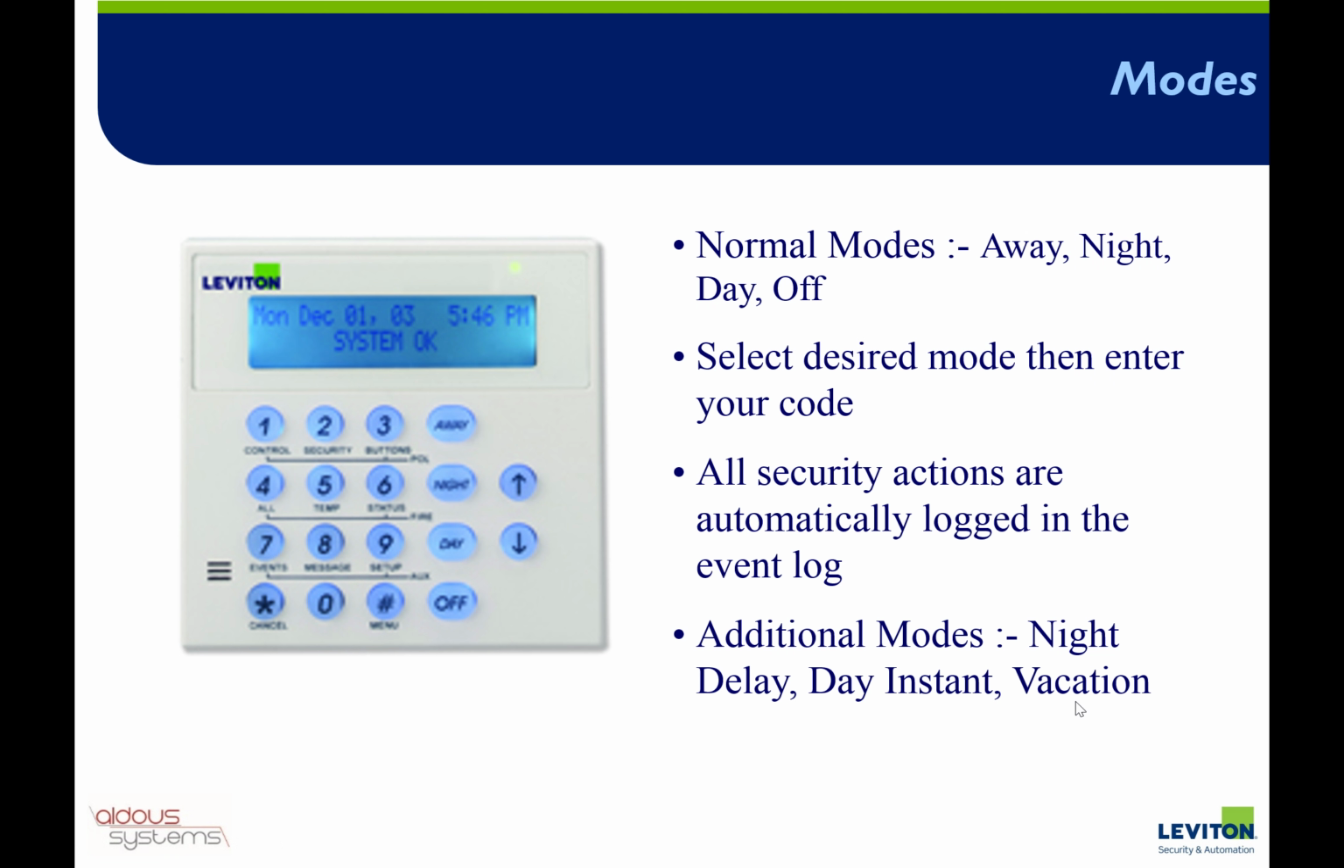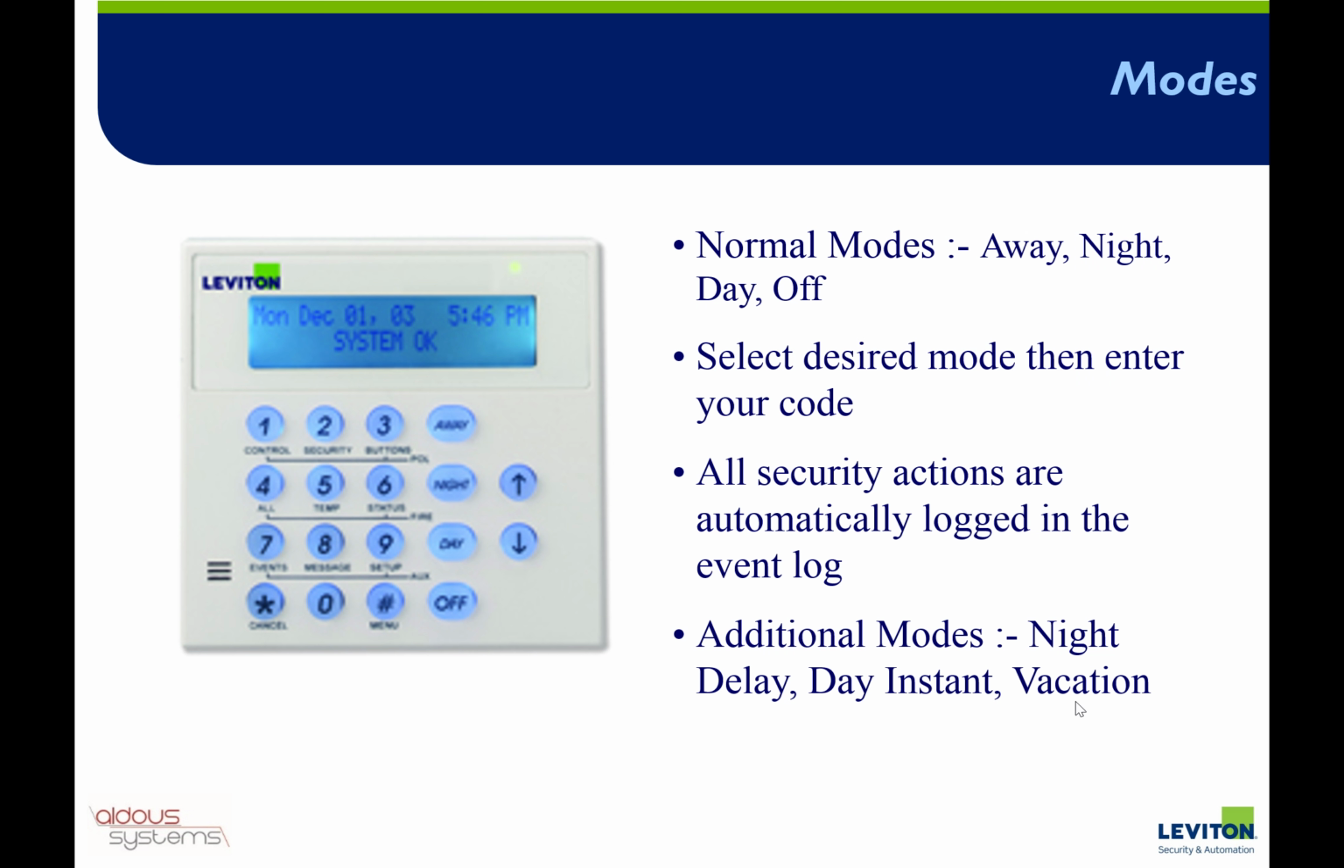Night delay is, let's say you've armed the alarm in night mode because you're going to bed, but there's someone else in the house who's still out and they're not coming home till 2 in the morning. If you arm it in night mode, the alarm will sound the minute they open the front door. If you arm it in night delay mode, then when they open the front door, it'll start beeping and give them the entry delay time to enter their code to disarm the alarm.